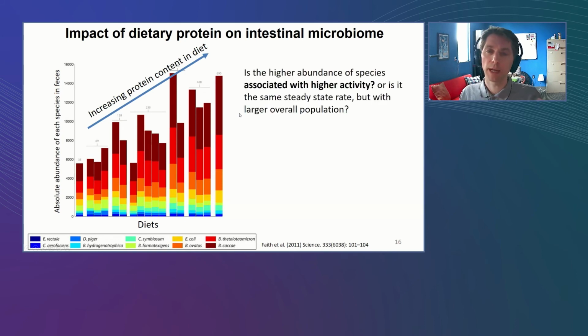But the question that I'm asking here is, does this higher abundance of species necessarily reflect a higher activity? So it's really an association between abundance and activity of microbial species. Or do these species grow up to this higher density, but then reach a steady state in the activity, so the overall activity of the population remains the same?